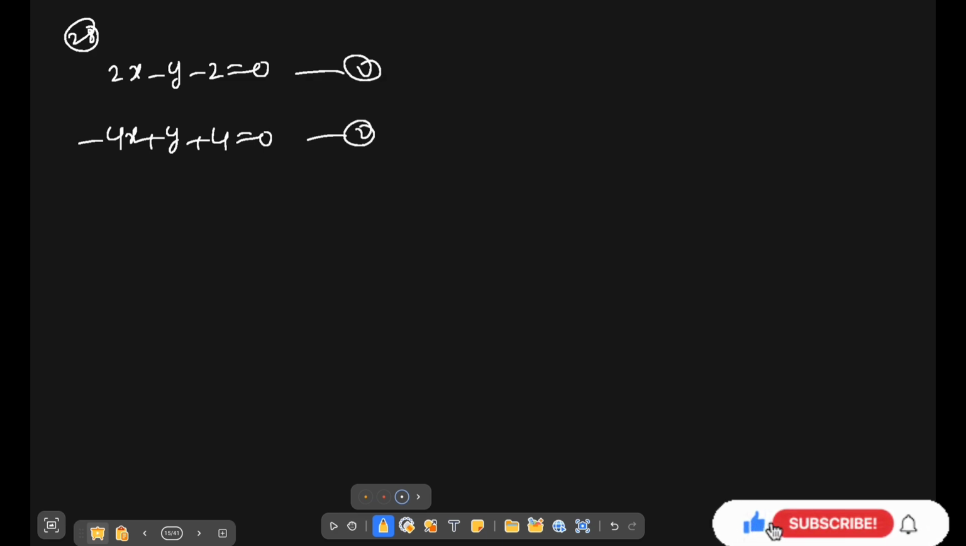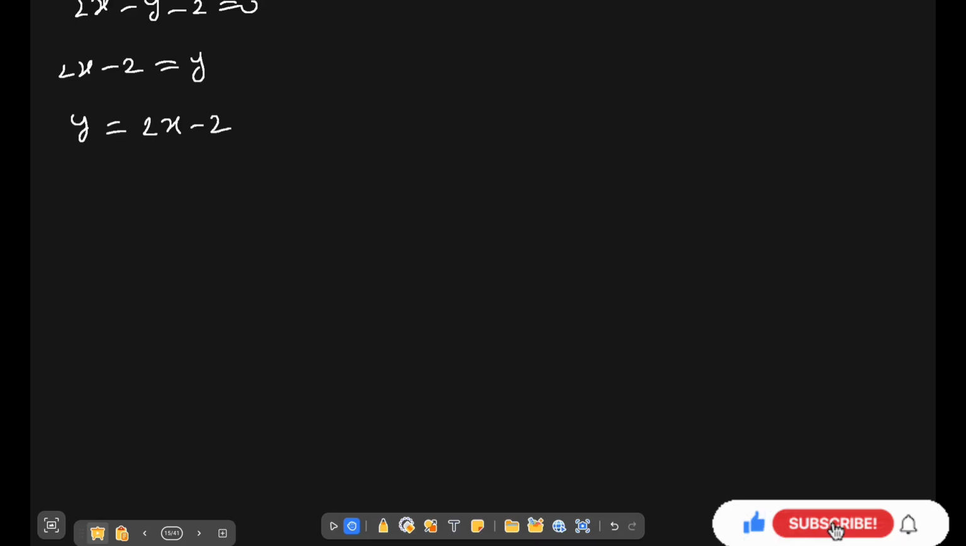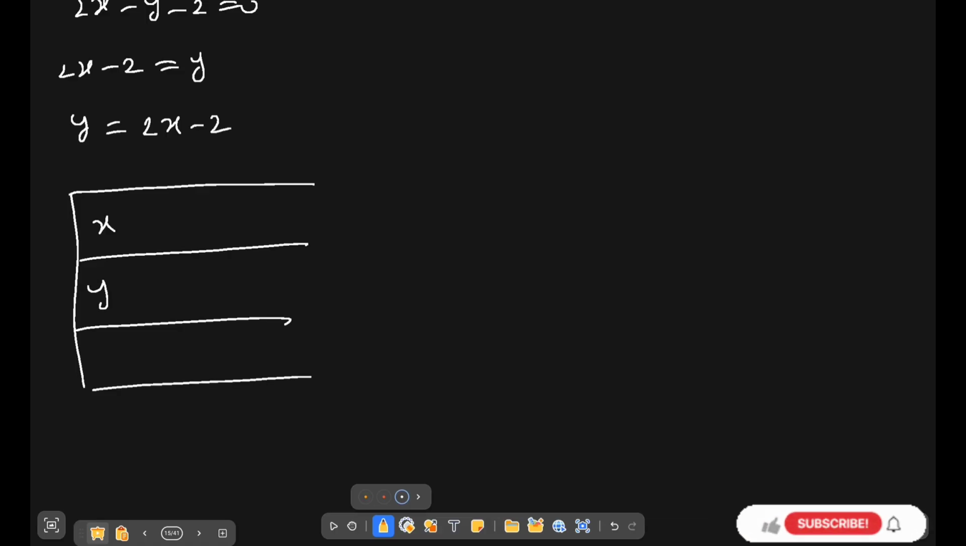For both the lines, we have to find at least two plotting points. So let's take from equation 1. So what is equation 1? 2x minus y minus 2 is equal to 0. Send minus y to the right side. Now what do we have? 2x minus 2 is equal to y. Otherwise, we can write it as y is equal to 2x minus 2. Let's take the table of plotting points: x, y, x comma y.